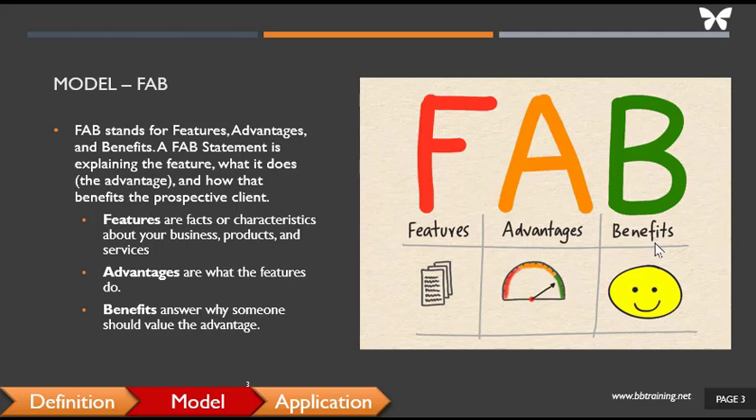So if you're selling something, make sure you don't FAB but BAF, which means you talk about the benefits maximum time. Spend most of the time in the benefits area and then talk about advantages and features, because that's the priority that a customer has in their mind.